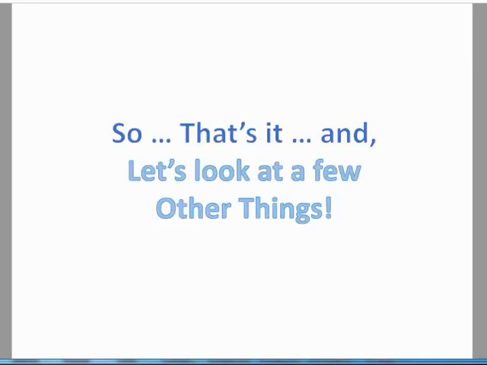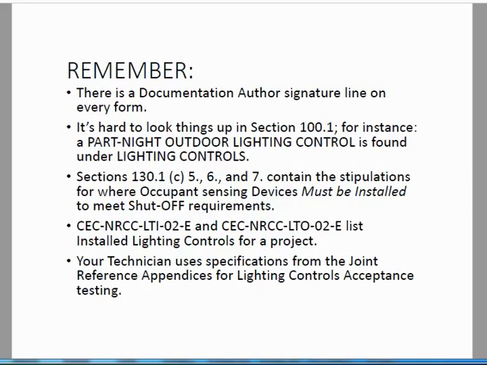So that's it for our trivia questions. And let's look at a few things that might pop up in some future trivia questions. 3 people sign an acceptance testing form for lighting controls. One of them is the documentation author. That's the person who physically prepared the form. They sign each type of form: compliance, install, and acceptance.